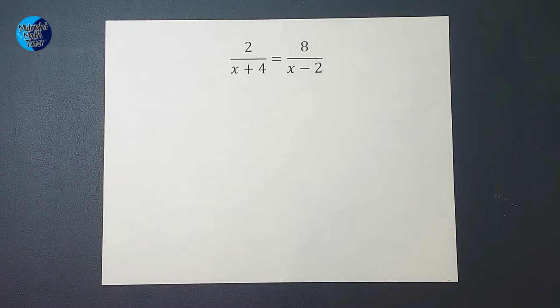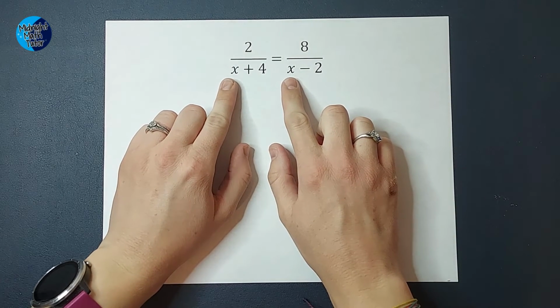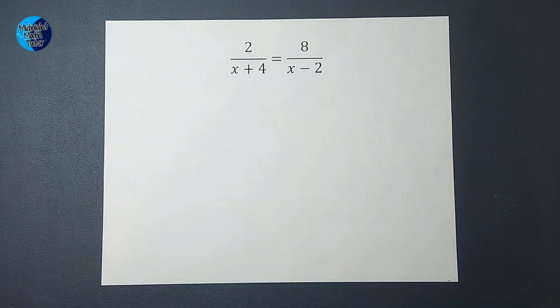Hey guys, we're solving rational equations today, okay? I know these look a little scary because we've got variables in the denominator and it just kind of spooks us a little, right? But guess what? We are actually going to get rid of the fractions. You heard me right, okay?